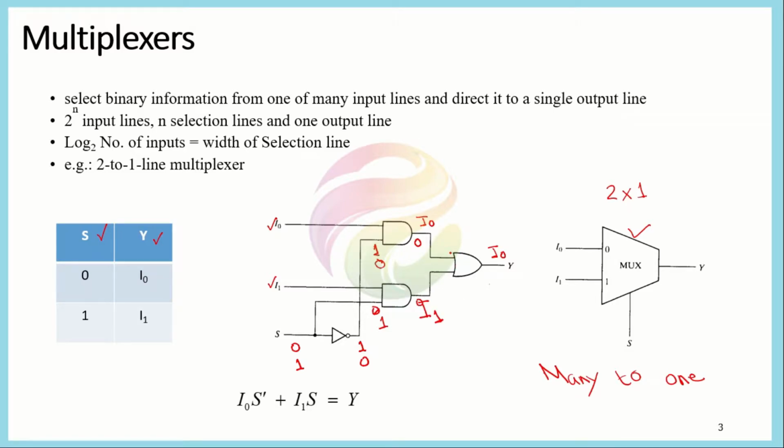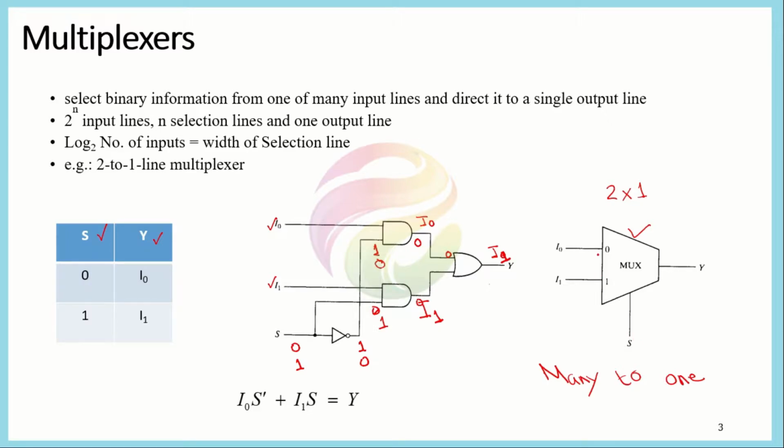And similarly, this would become 0 here, and this would become I1 here. So when the value of s, or the selection line, is equal to 1, then we would get the second input at the output. In this way, a basic multiplexer works. It selects any of the given inputs depending upon the value of the selection line that you have chosen.